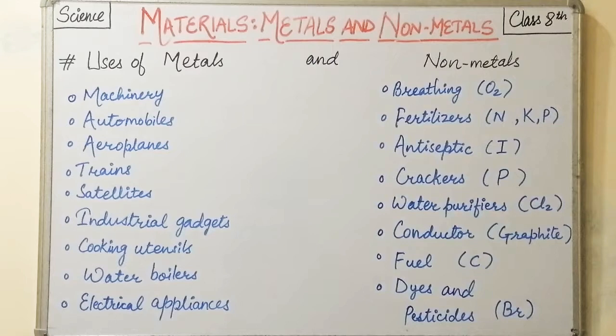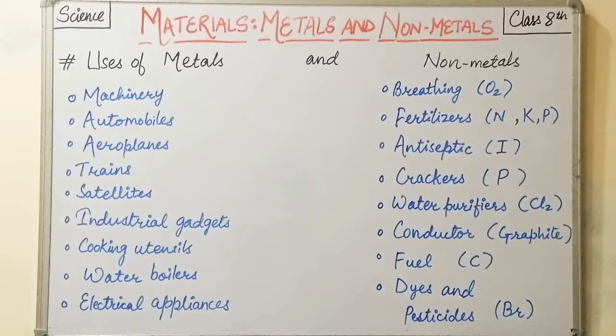Then we have crackers. The crackers consist of phosphorus. Why phosphorus? Because phosphorus can emit different colored lights. When it reacts with other elements, it emits different colored lights. Sometimes it is red in color, sometimes it is yellow in color. So there are different types of lights which are emitted from phosphorus, and hence phosphorus is used in manufacturing the crackers.